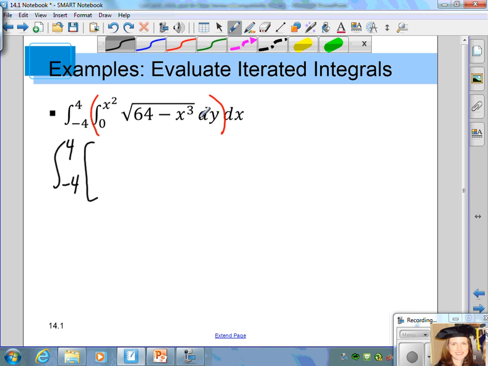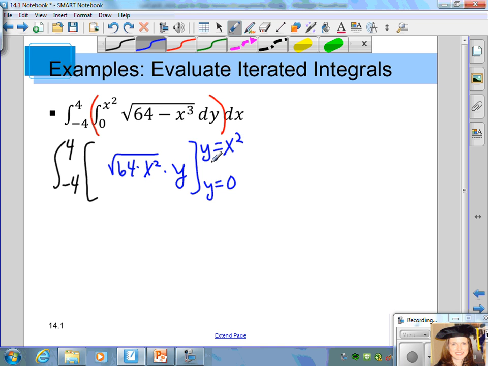So if we take the antiderivative of the inside, the square root of 64 minus x cubed dy, we're treating x as a constant here and y as a variable, so this is all one big constant. The antiderivative of a constant is that constant times our variable y. And then we're going to evaluate this where the lower bound is y equals 0 and the upper bound is y equals x squared.